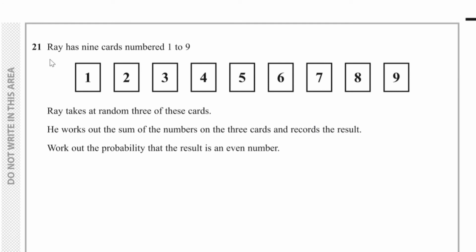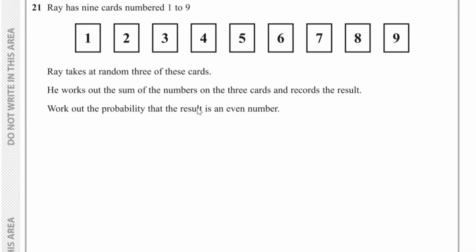Question number 21. Ray has 9 cards numbered 1 to 9. So we've got 1, 2, 3 all the way up to 9. Ray takes at random 3 of these cards. He works out the sum of the numbers on the 3 cards and then records the result. We have to work out the probability that the result is an even number. So what we have to do in this question is think about how many ways we could get an even number. So let's write down those possible outcomes.